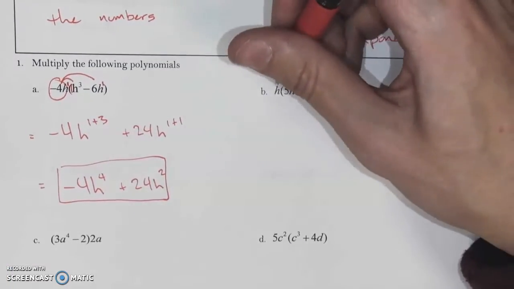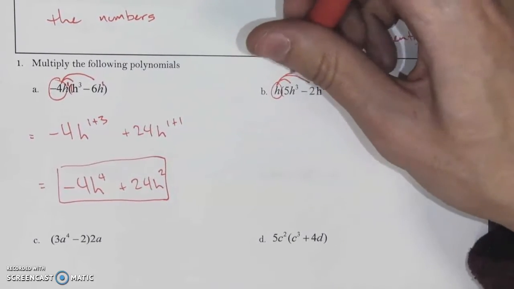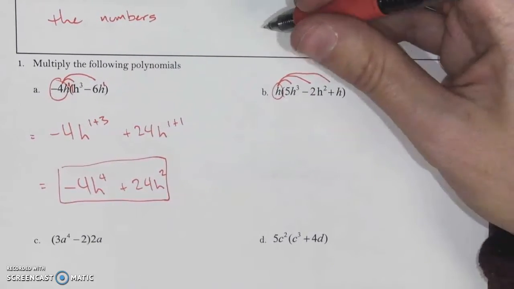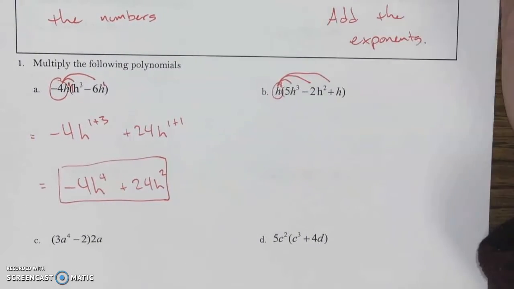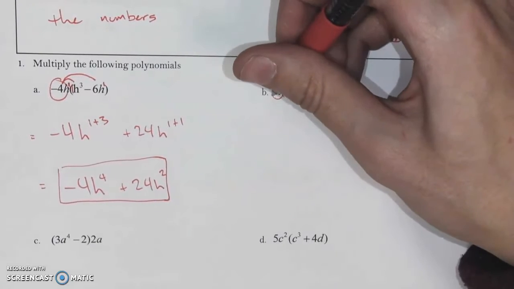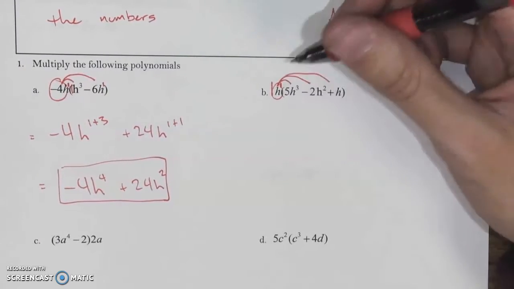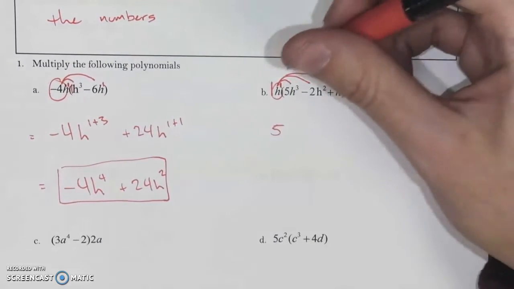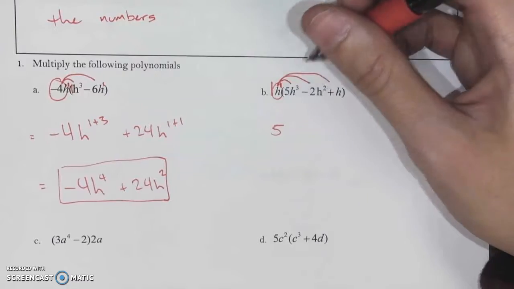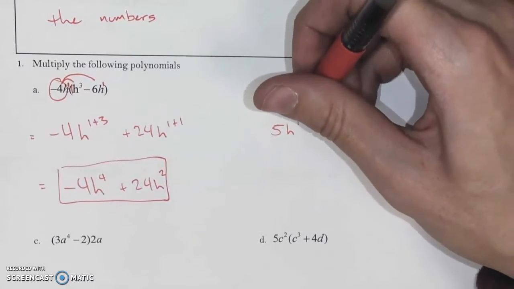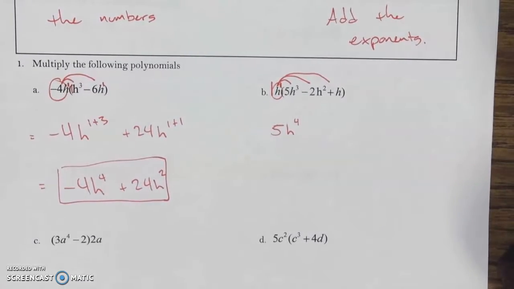Looking at this one here, we're going to take this and distribute it to each of the terms on the inside. So the exponent here is h to the 1, and the coefficient is 1. There's nothing in front of there. So anytime there's no coefficient, there's no exponent, both of those can just be 1. So 1 times 5 is 5. H to the 1 times h to the 3 is h to the 4th.